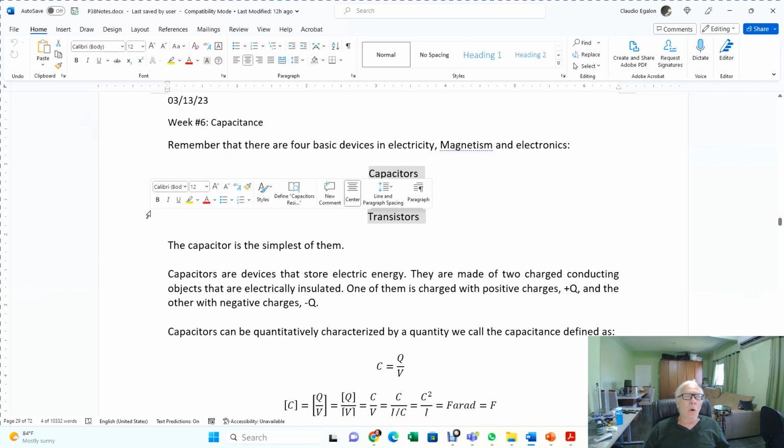You can combine those 4 devices in several different ways to produce whatever you want. Your cell phone is a combination of capacitors, resistors, inductors, and transistors. Your TV, your display monitor is also a combination of those 4 devices, and so on.